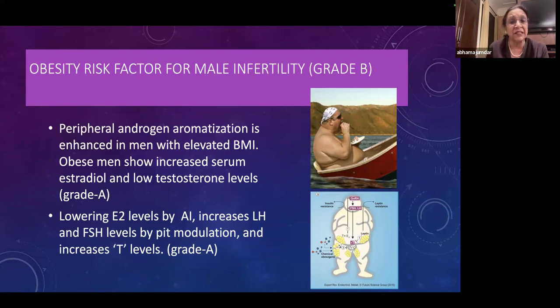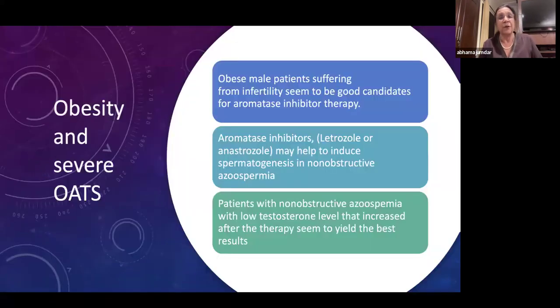Obese men show increased serum estradiol levels and lower testosterone levels because of this aromatization, which is happening all over the fat cells. So lowering E2 levels by aromatase inhibitors increases LH and FSH levels by pituitary modulation and increases testosterone levels. This is grade A evidence from a urological journal I've got. So if there is obesity and severe oligospermia, obese male patients suffering from infertility seem to be good candidates for aromatase inhibitor therapy. What do we give?